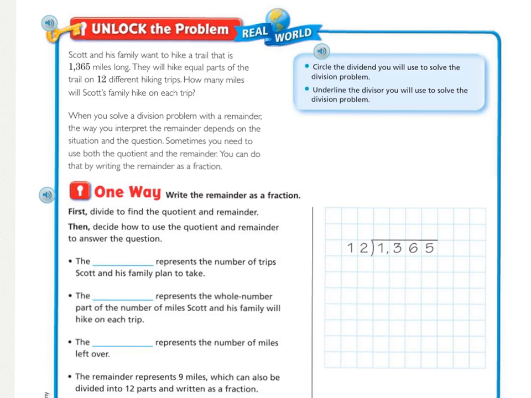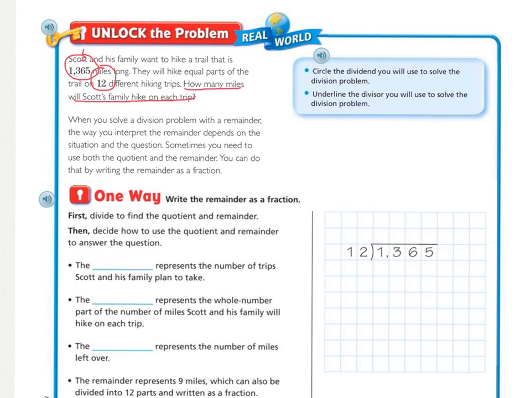The first thing that we need to do is underline what we are trying to find. Right here it says how many miles will Scott's family hike on each trip. Now we need to circle the important numbers. How many miles do they want to hike? 1,365. And how many different trips are they going to take? 12.